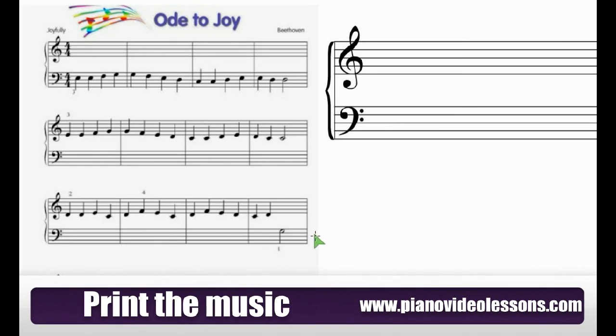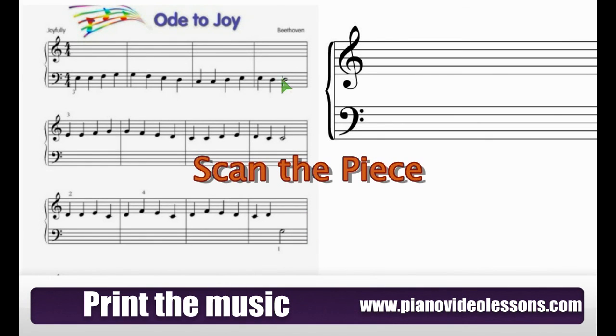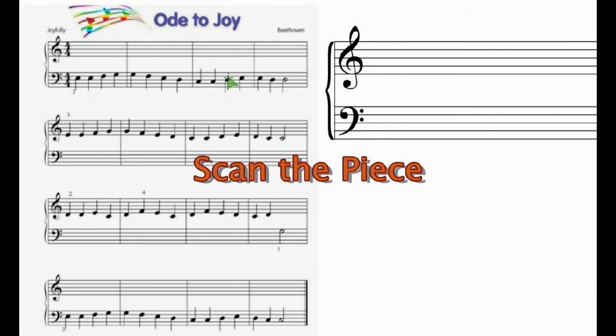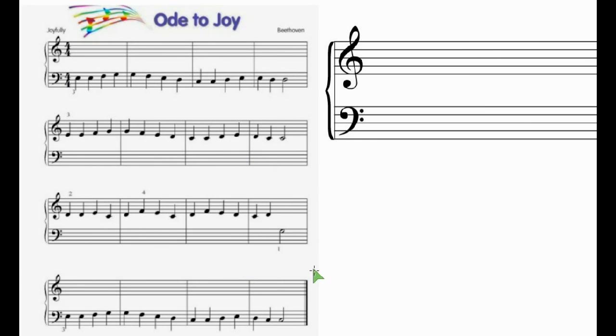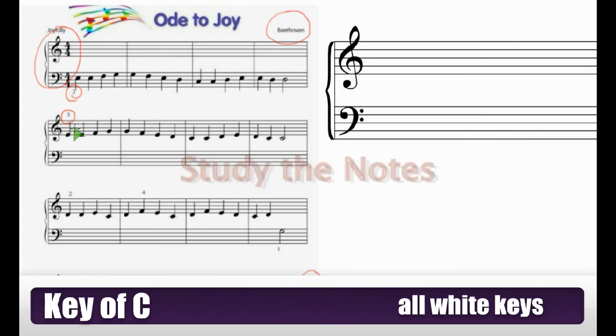Let's look at Ode to Joy away from the piano first of all. I'm just going to give the music a quick scan and see what it's all about. We see that it's got 4 lines, and this is the end of the piece marked by the double bar line. It's written by Beethoven, and it's in the key of C.